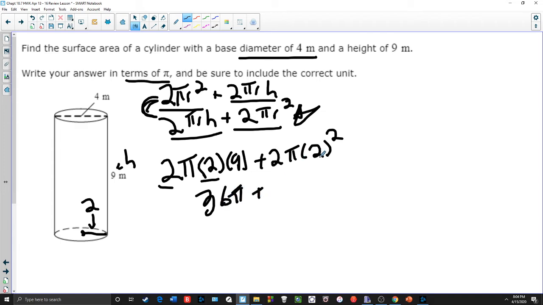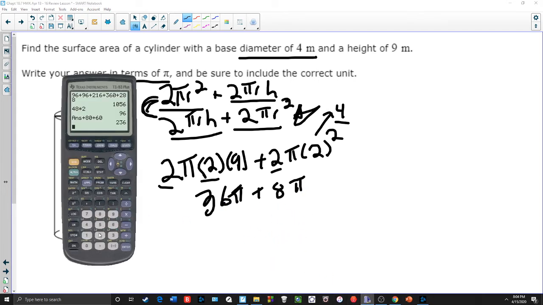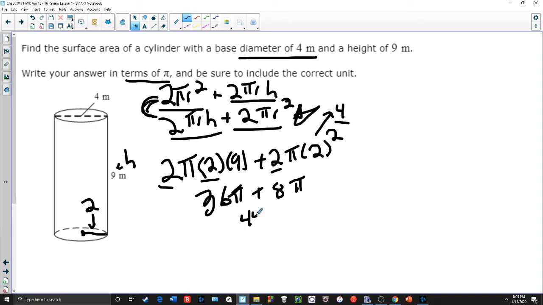plus, let's see here, 2 squared. 2 squared is 4, and 4 times 2 is 8 pi. And then add these together, 36 plus 8. Again, think about it as an x. 36x plus 8x would be 44x, but in this case, instead of saying x, we're just going to say pi. So 44 pi meters squared. So this is how you would write your answer. And when it says in terms of pi, you wouldn't write out what that decimal is.